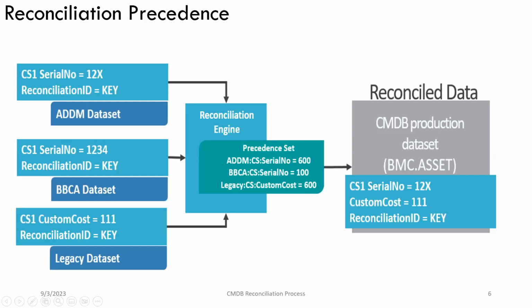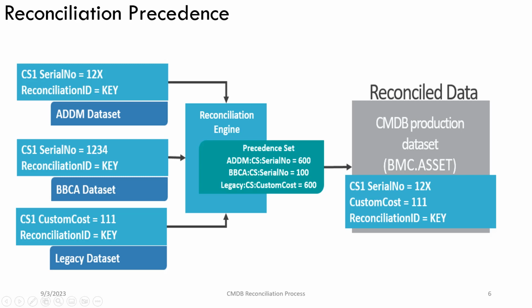Here also you can see there is a similar scenario where I have data from the ADDM data set, BBC data set, legacy data set, three different sources from which I am getting the same CI. Then the reconciliation process is executed. Here you will see that the precedence set has been defined. So the ADDM data set has more precedence because the number is higher, 600. Then I have BBCA. This has 100 as a precedence, and then legacy custom cost is 600 as precedence. So these two data sets have almost the same precedence.